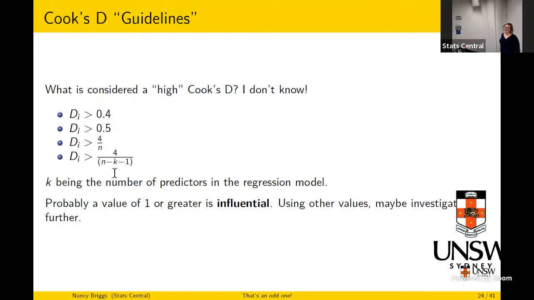Other people have said, no, we need to adjust for the number of predictors in the model, which is what this K value is in the bottom one. So there's really no one recommendation for what constitutes a large Cook's D value. But if something looks odd, it's probably worth looking at, even if it's not extreme by one of these definitions. If you have one that looks odd, you might as well just check it out, make sure everything looks okay.